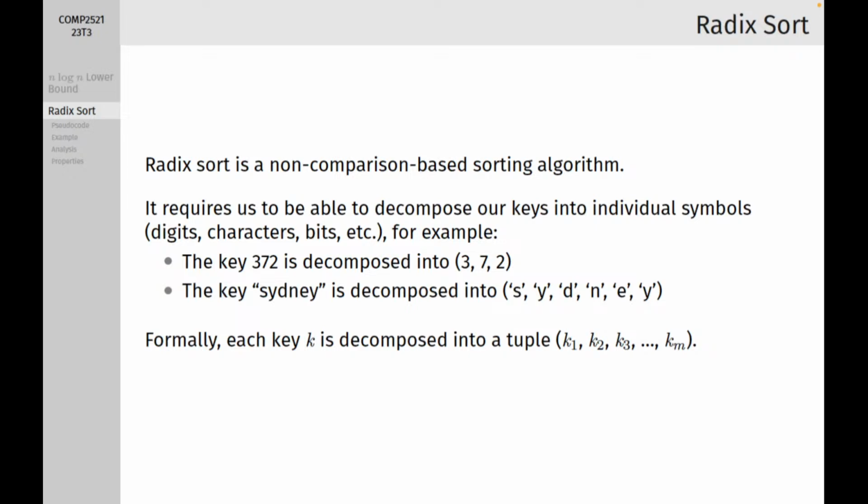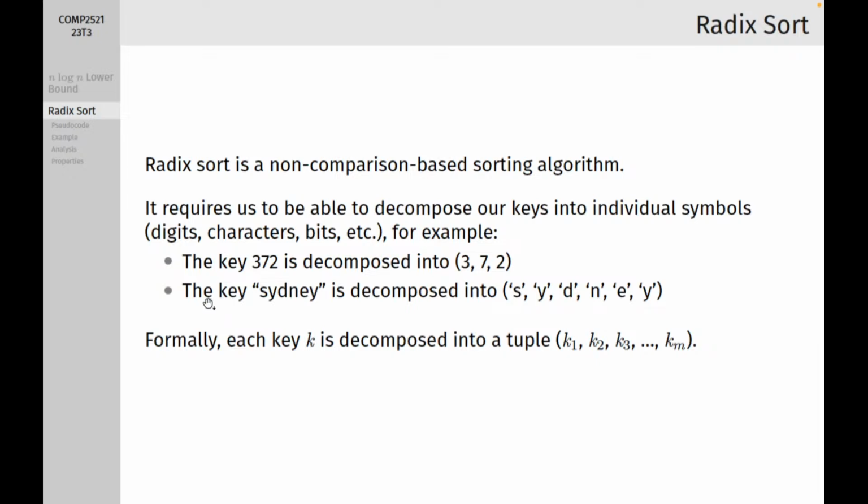Radix sort is non-comparison based, and what it requires is that we need to be able to decompose our keys into individual symbols, like digits, characters, bits, or so on. For example, the key 372 would be decomposed into 3, 7, 2, so those would be our digits. The key Sydney, a string, will be decomposed into the characters S, Y, D, N, E, Y. So we decompose our keys into individual symbols.